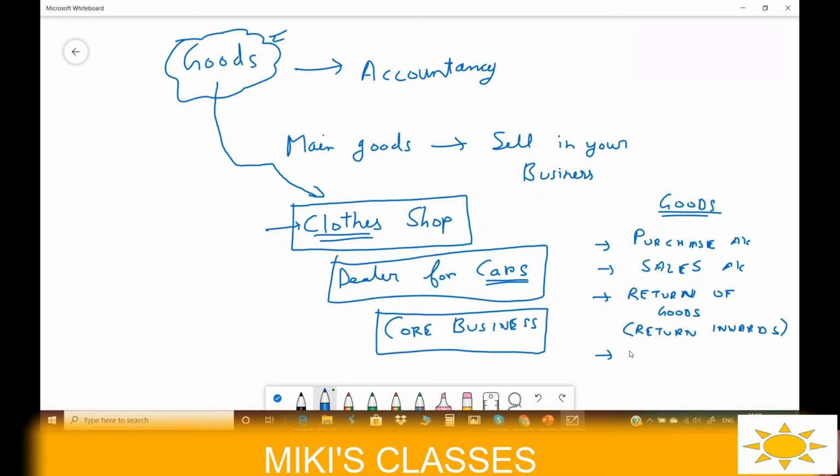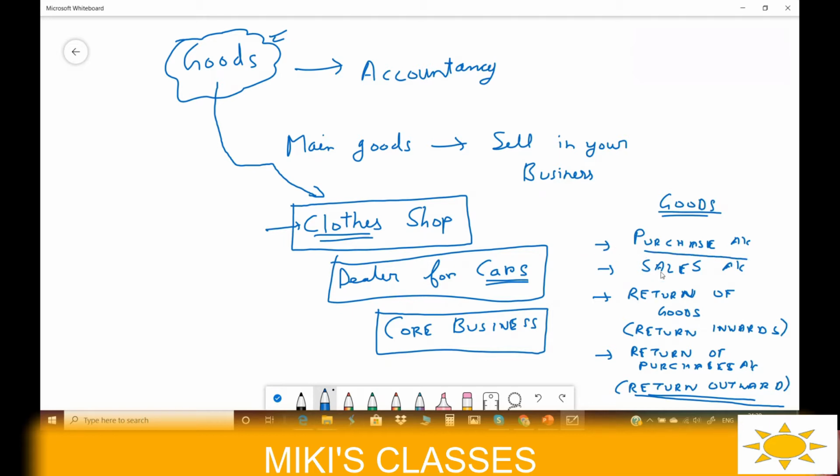And then you also have return of purchases. Purchases account. What is that? It is also called return... you guessed it, correct. Outward. Because you bought it and you have given it back. Return outward. So the goods account gets divided into all of these.